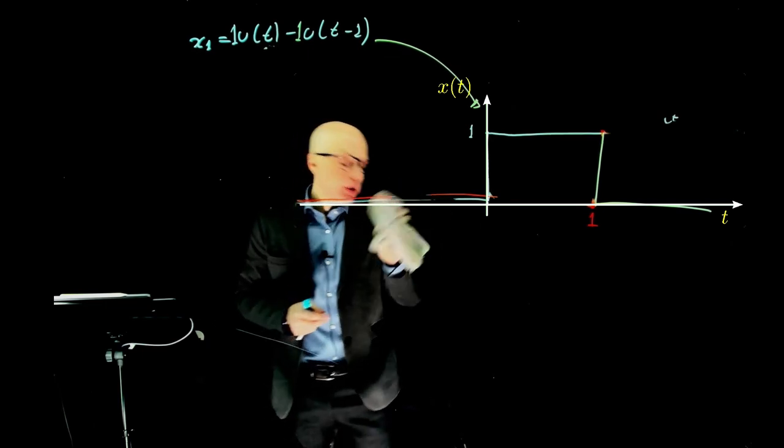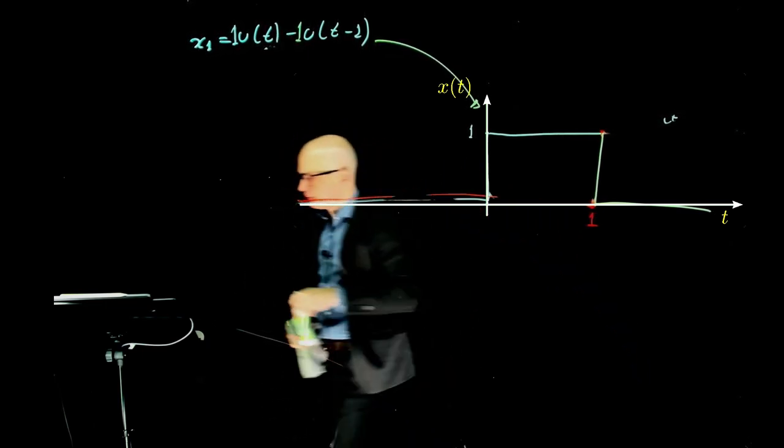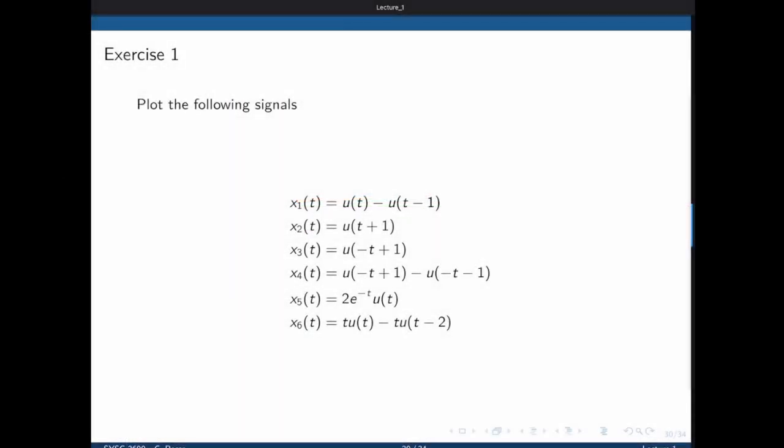Okay. All right, so let's do the next one. Same now, but it's just one function. And this function we have u of t plus 1. So let you think about that, how that would look like. And I'm going to prepare here the board for the next one. So now we have x2 is u of t plus 1.